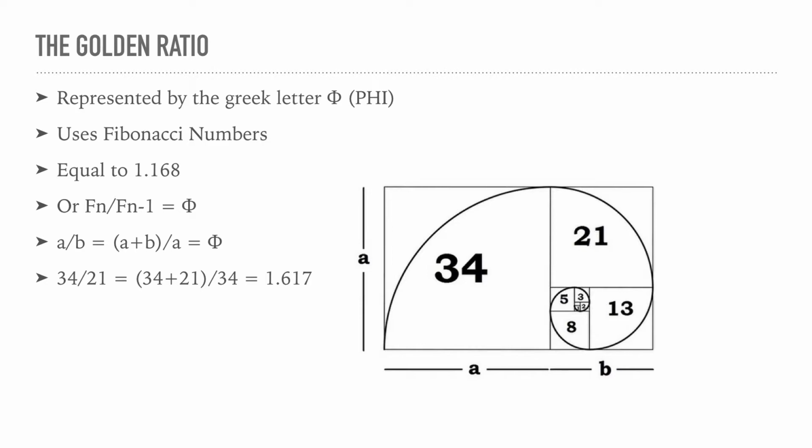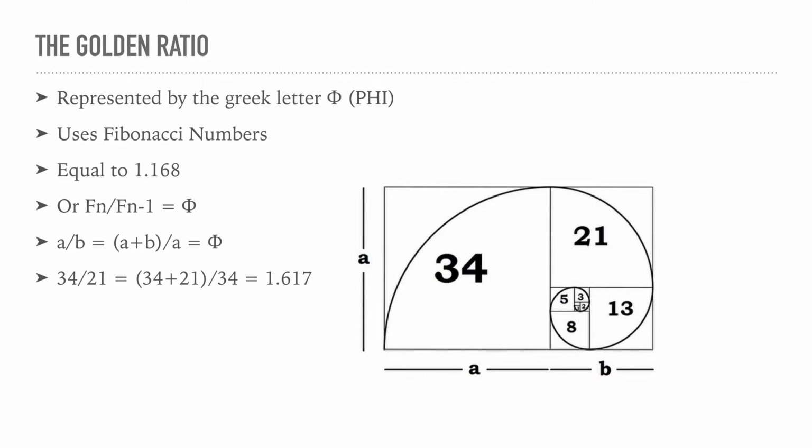So this is the golden ratio. It's basically 1 to 1.618. It's represented by the Greek letter phi. It uses the Fibonacci numbers, and I have a diagram here that illustrates this equation really well. A divided by B is equal to A plus B divided by A. Both of those equations, A plus B divided by A and A divided by B, are going to equal or come close to 1.618. And we can see that very well illustrated in this picture here.